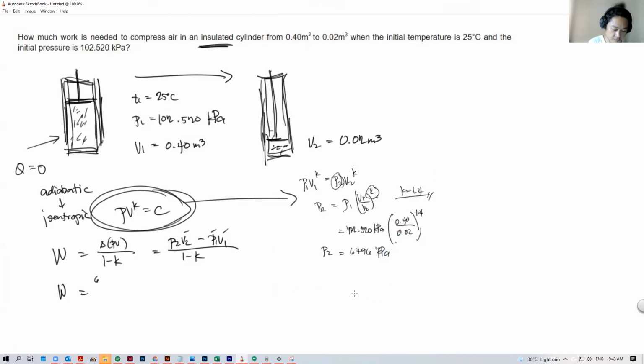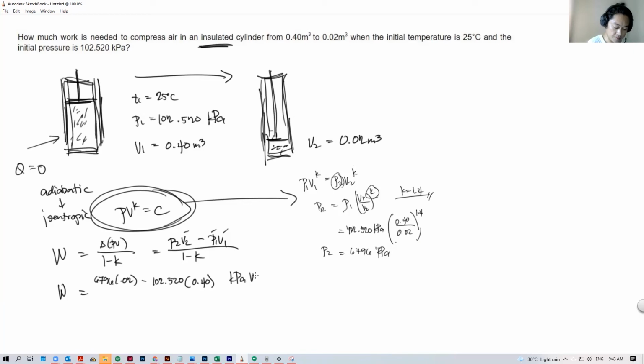Okay, so we have 6, 7. So back to our problem, we have 6,796 kilopascals multiplied by V2, which is 0.02, minus our P1, which is 102.520 multiplied by 0.40, and the units here are kilopascals and cubic meters.